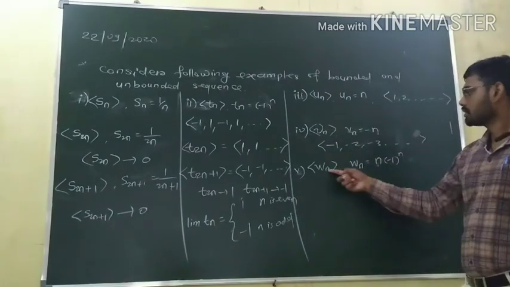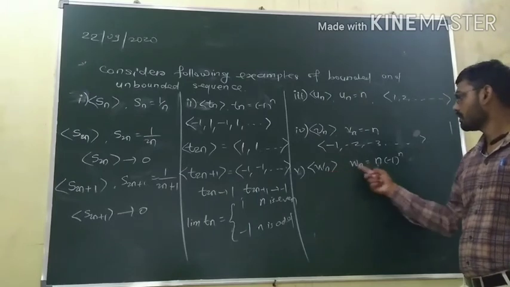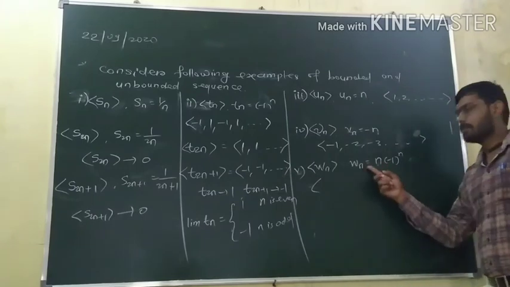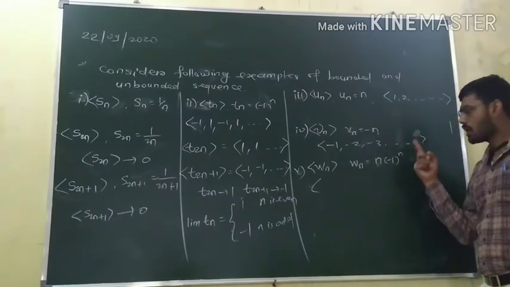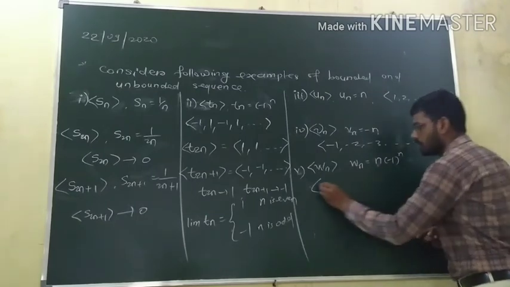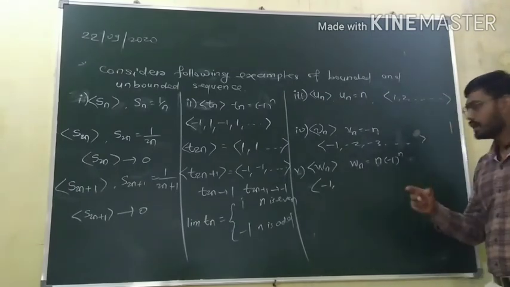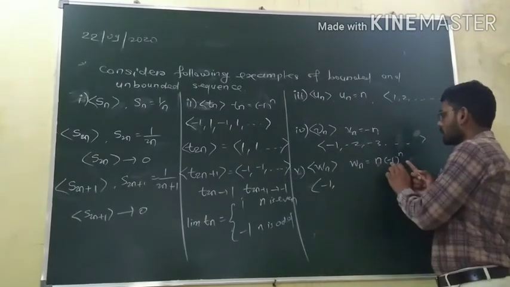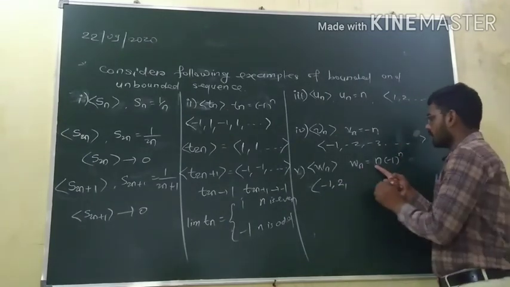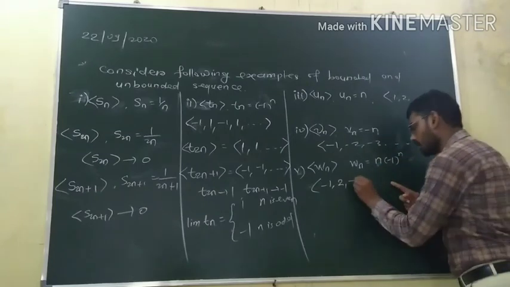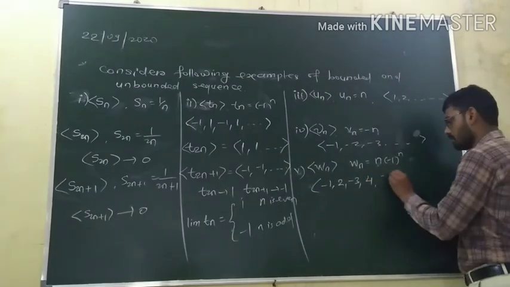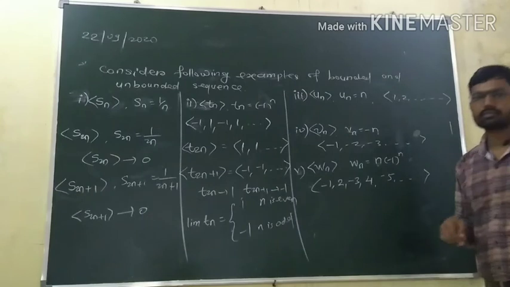Okay. So this is another sequence Wn. We will try to list the elements of this sequence. Here the nth term is n times minus 1 raised to power n. So for the first term, put n equal to 1. So we get 1 times minus 1 raised to power 1, so minus 1. Put n equal to 2. So 2 times square of minus 1, so plus 2. Put n equal to 3. So 3 times cube of minus 1, so minus 3. Similarly, the next terms are 4, minus 5, and so on.